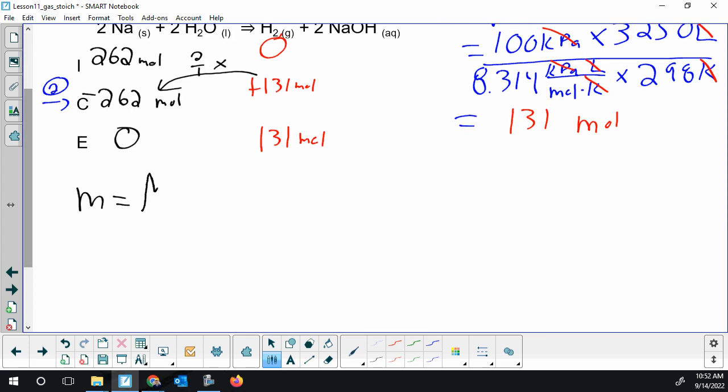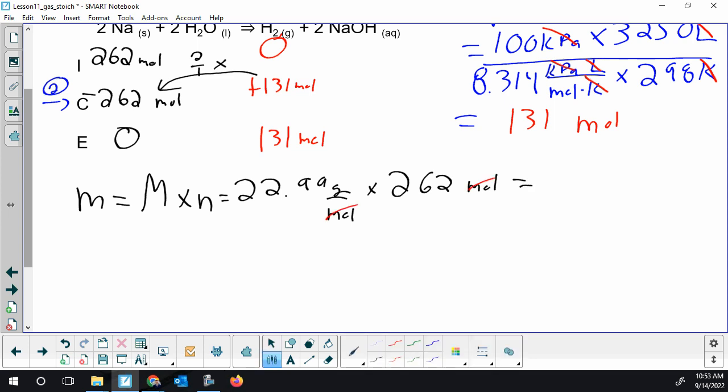Mass is molar mass times moles. Molar mass sodium comes in ones. There's a 1, invisible 1 subscript after it. The fact there's a 2 in front does not change the molar mass of sodium. It's just 1 sodium. So the atomic mass of sodium is 22.99 grams per mole in our data booklet, times our 262.2 moles.